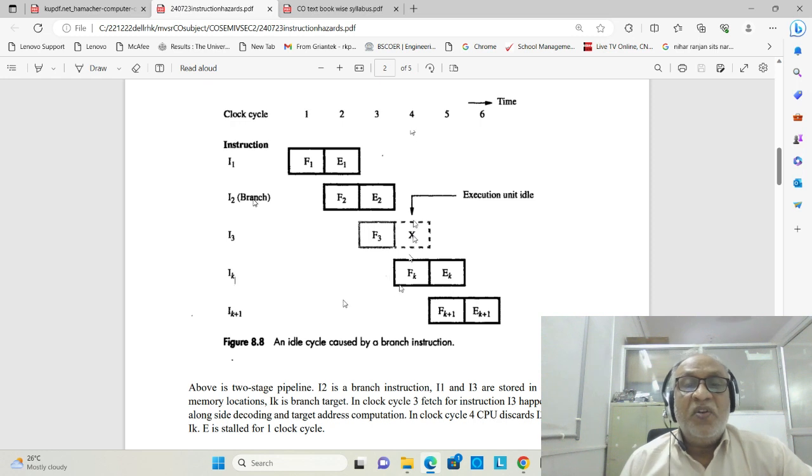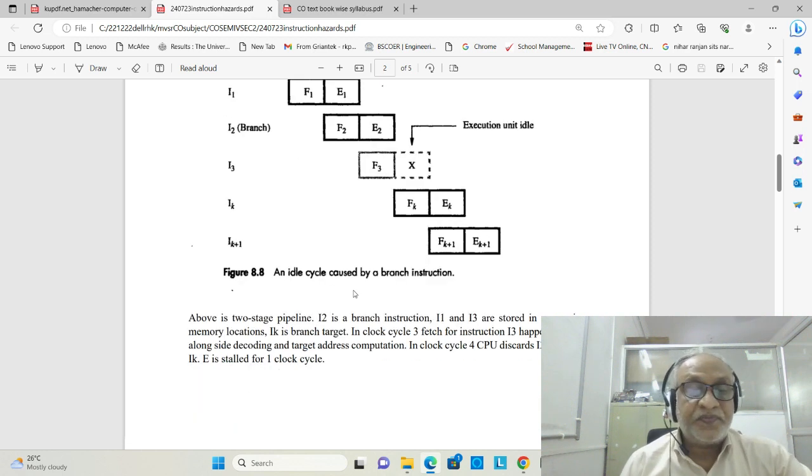So here, because of this, E is stalled. E is stalled for one clock cycle.